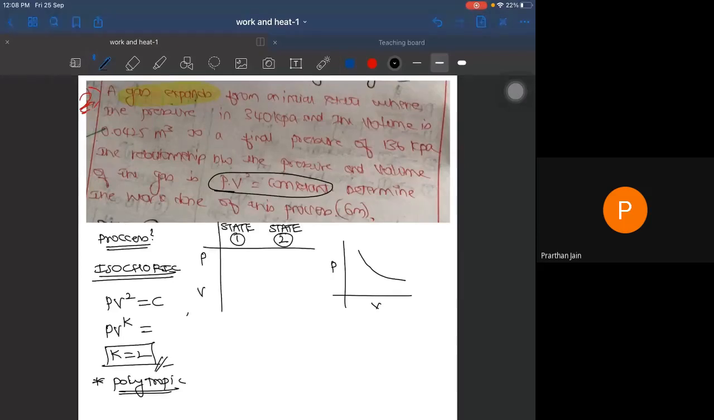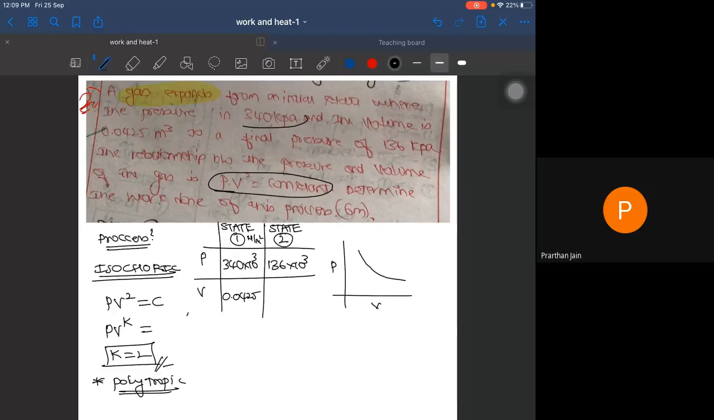Now, what he has given. From an initial state where the pressure is 340 kPa, that means the initial state pressure is how much? 340 into 10 to the power of 3 Newton per meter square. And the volume is 0.0425 meter cube. So initial volume he has given, which is 0.0425 meter cube. To a final pressure of 136, final in the sense the state 2, that is 136 into 10 to the power of 3 is your final pressure.